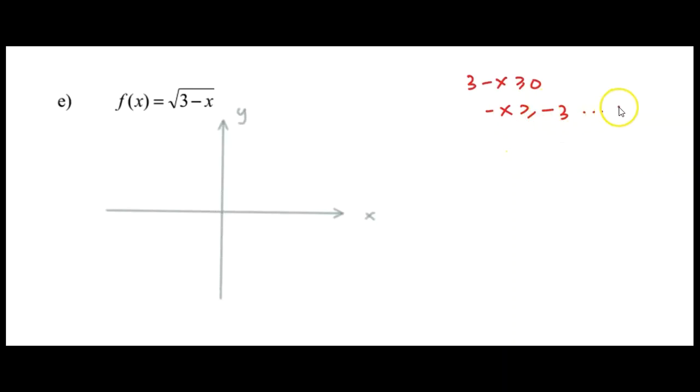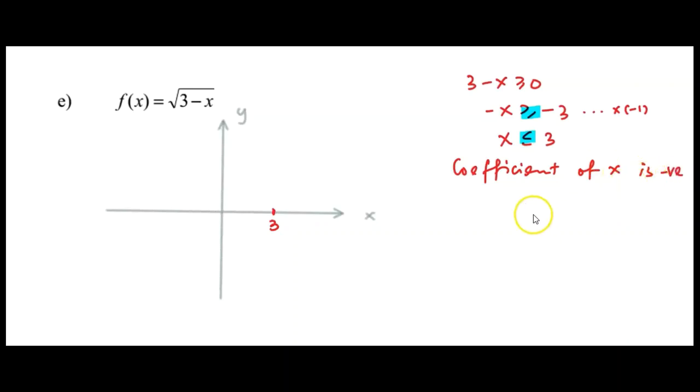And then now to get the x, I will multiply both sides by -1. For an inequality, if you multiply both sides by -1, then the sign of the inequality changes. Originally, this is greater, now you have changed it into less than or equal to. So this is x less than or equal to 3, meaning that your graph will start from this point, 3. And if you see the coefficient of x is negative, then you know that the graph will be reflected about the y-axis.